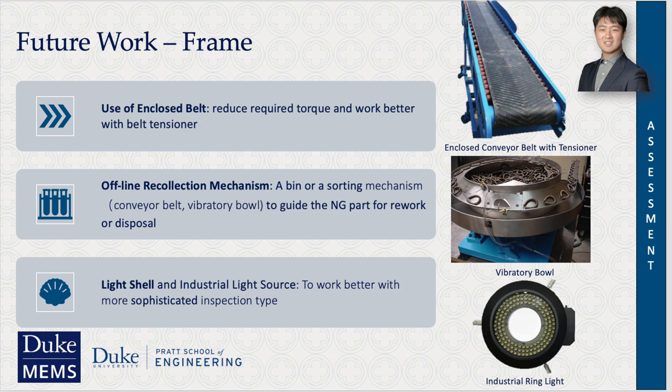And the third is the light shell and also an industrial light source. So right now, our system reserved the place to mount the industrial ring light and a light shell. And if we get more budget, we would like to utilize those on the system because, as Ziao will explain later, we would like to focus more on small defect detection, which is better than the shape and color detection we have right now.